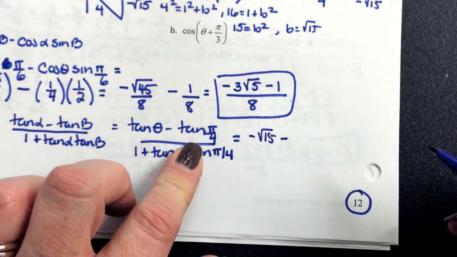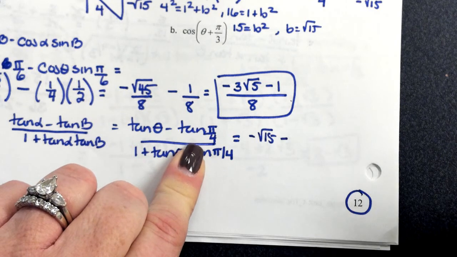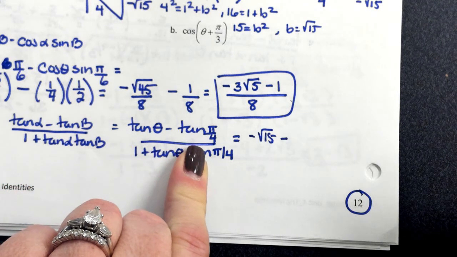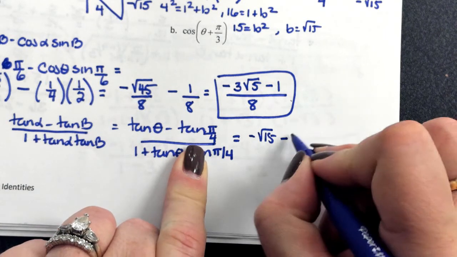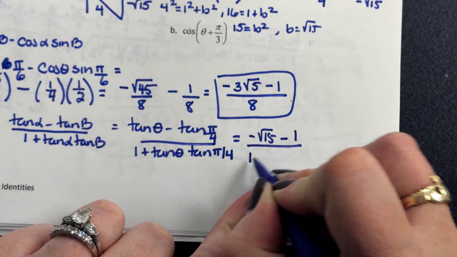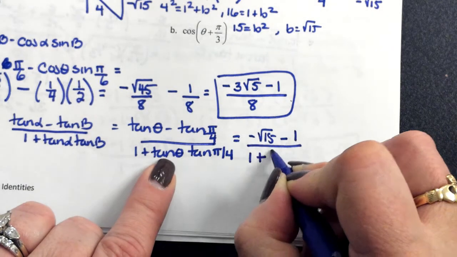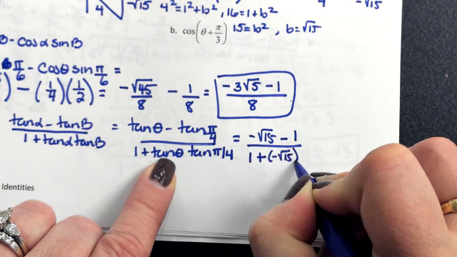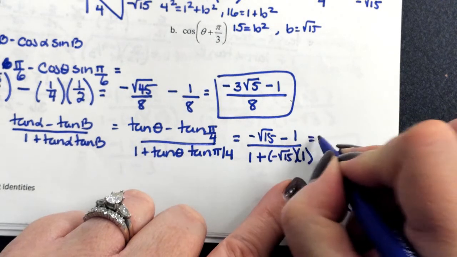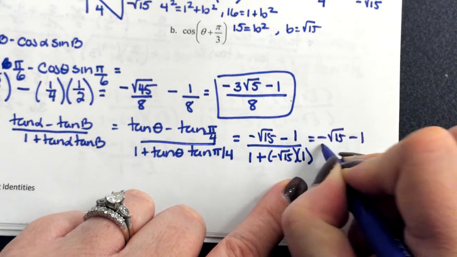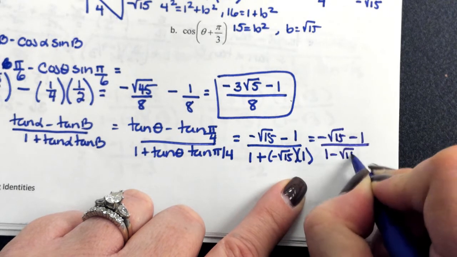Minus tangent of pi over 4 is from the unit circle. Again, pi over 4 is in quadrant 1. What is the tangent of pi over 4? 1. All over 1 plus, again, tangent of theta I found to be negative square root 15 times 1. So I have negative square root 15 minus 1 over 1 minus square root 15.